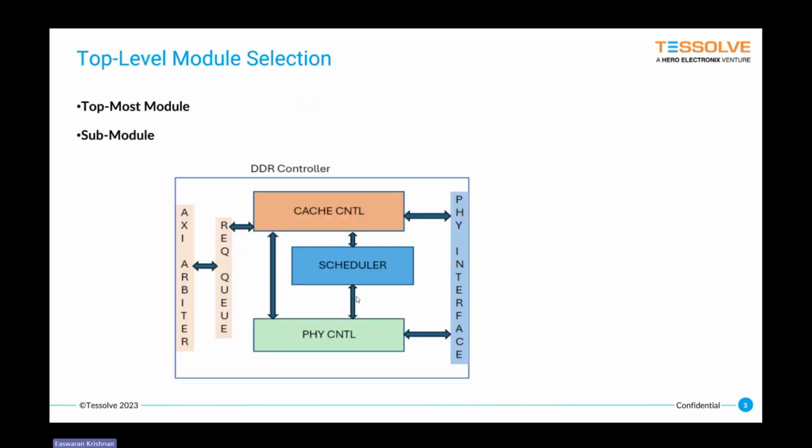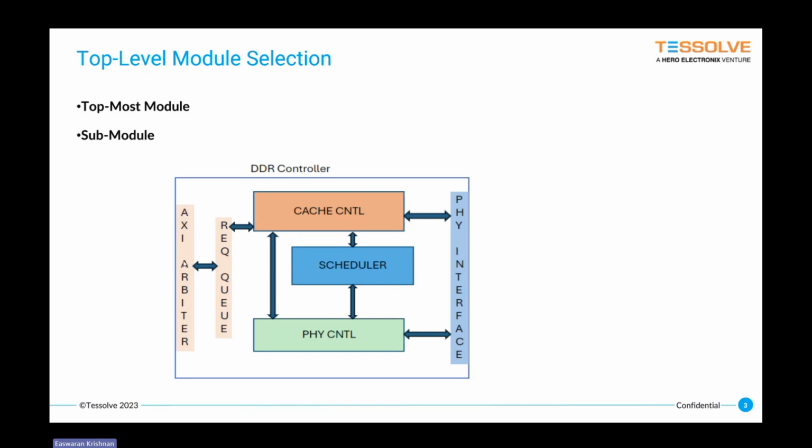Here is the first topic, top level module selection. Here we have two types of module selection: topmost module and submodule. The first one, the topmost module of the design, is taken as the top level module. The second one is taking a submodule of the design as the top level module.